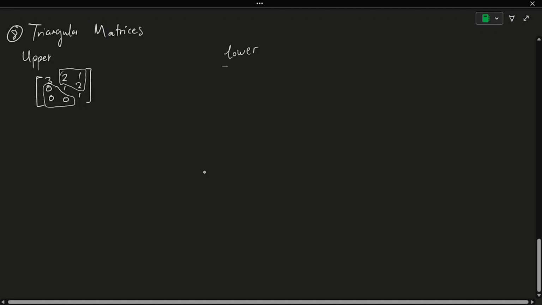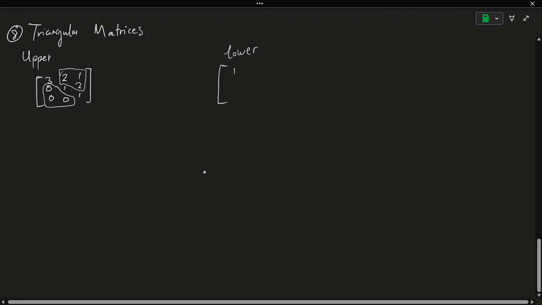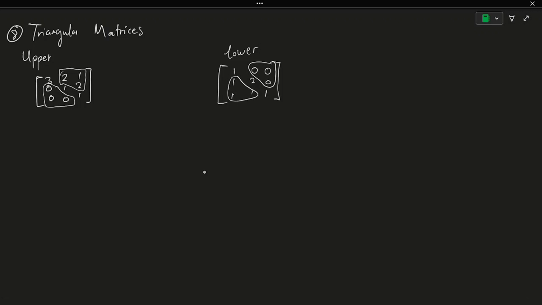And as you can guess, the lower triangular matrix has zeros at the top, and then non-zero entries at the bottom. So we have something like this. In the lower triangular matrix, we have zeros at the top, and we have non-zero entries below the main diagonal. So these two are called triangular matrices.